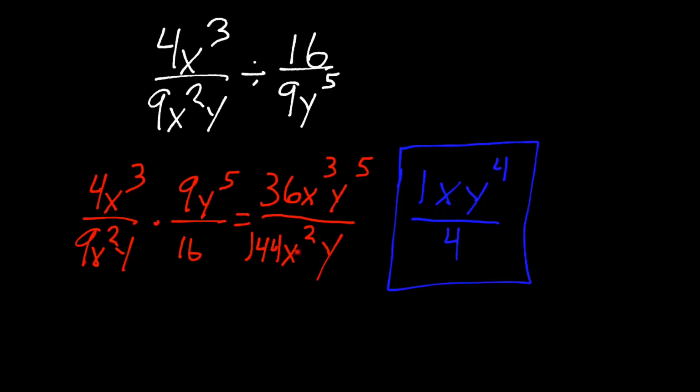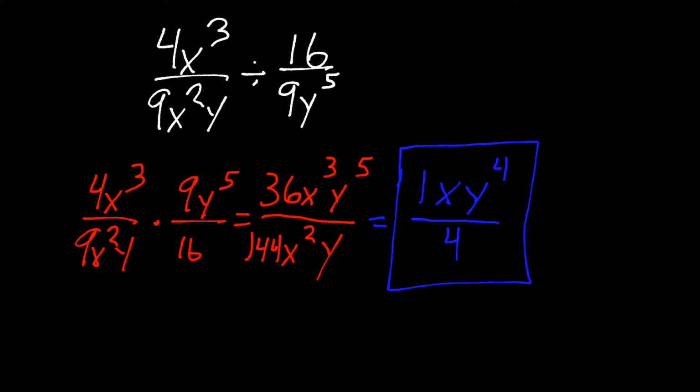x to the third over x squared, that gives us a single x. y to the fifth over y, that gives us y to the fourth. 36 over 144, that's really 1/4. So it all works out to be exactly the same. It's just a matter of what your personal preference is. Either way is fine.